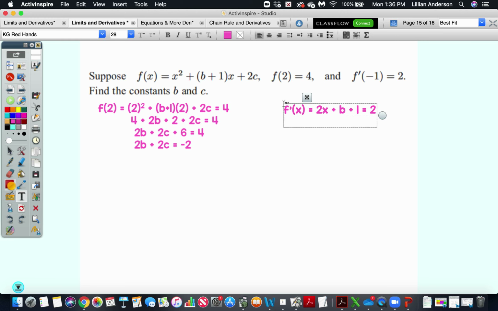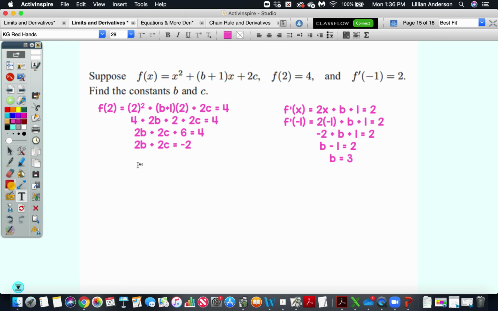So then you actually had to plug in negative 1 for x into your derivative, and then set it equal to 2 and simplify from there. So that would have given you negative 2 plus b plus 1 is equal to 2. And then when I simplify it again some more, that would give me b minus 1 is equal to 2. So then b, if I solve this, would be equal to 3. It did ask me to find the constants b and c. I just found b to be 3.